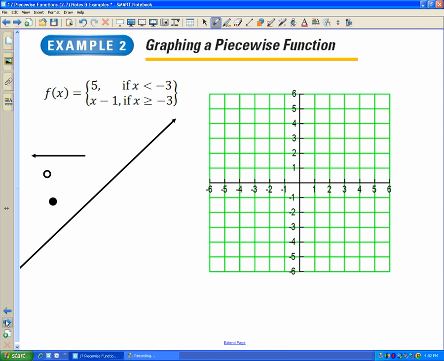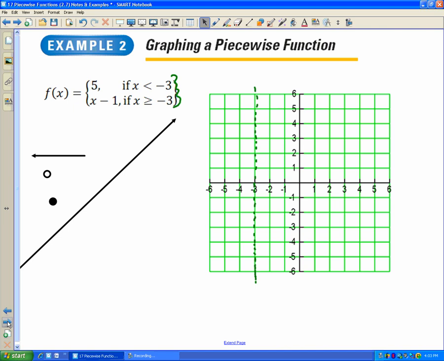So here we go. Let's graph this piecewise function. f of x is equal to 5 if x is less than or equal to negative 3. f of x is equal to x minus 1 if x is greater than or equal to negative 3. Negative 3 is the number that I need to be careful of. That's where my function changes. So the first thing I'm going to do is put a dotted line here, because this is where I know my function is going to change.